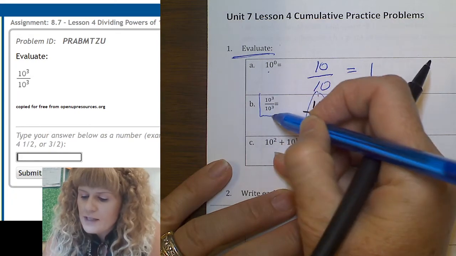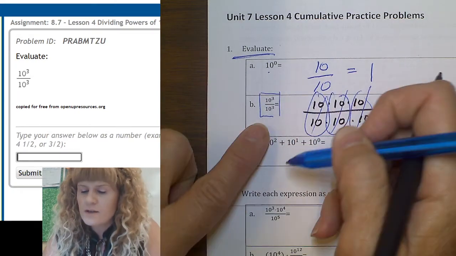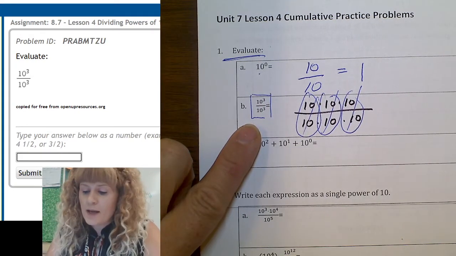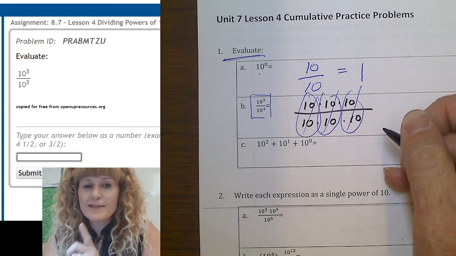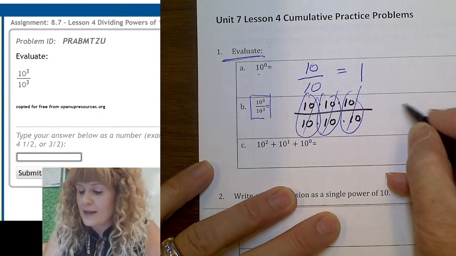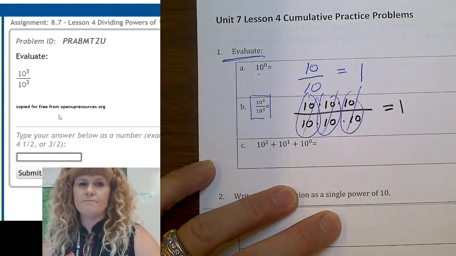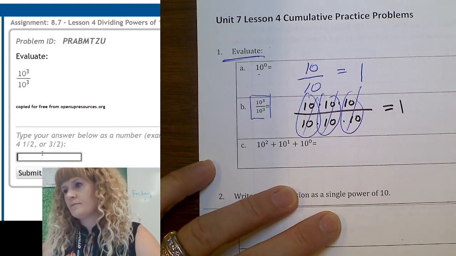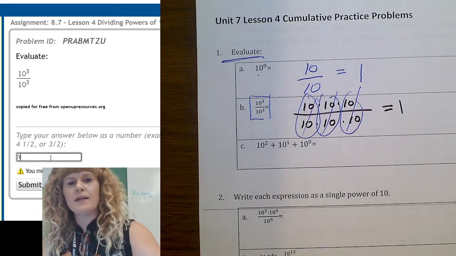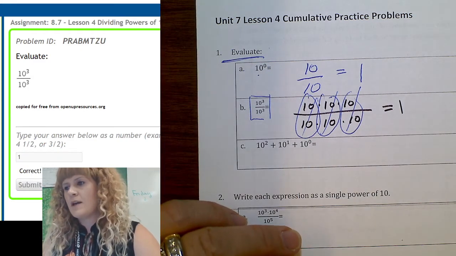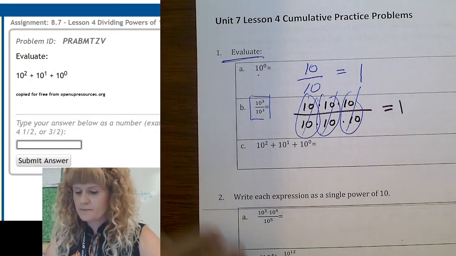Even if I look at the original fraction here, I see the same number on top and the bottom. So I'm dividing by the same number. Anything divided by itself equals 1. Please say that out loud right now. Anything divided by itself equals 1. And go to the next problem.